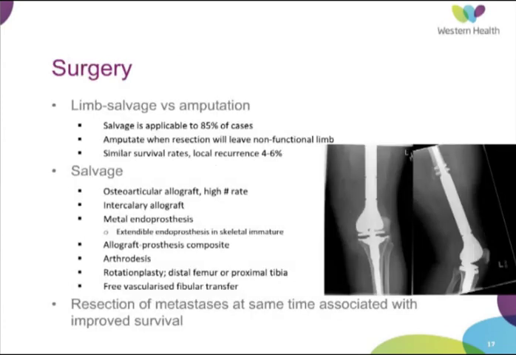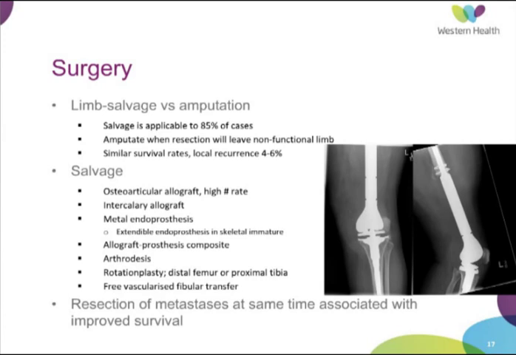Surgery is done 3 to 4 weeks after the last dose of the chemotherapy, and it's restarted 2 weeks after surgery. Surgical options: there's limb salvage versus amputation. Salvage is thought to be applicable in more and more cases, and up to 85% of cases are appropriate for limb salvage techniques.